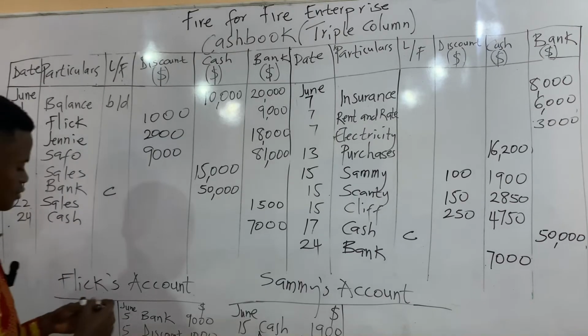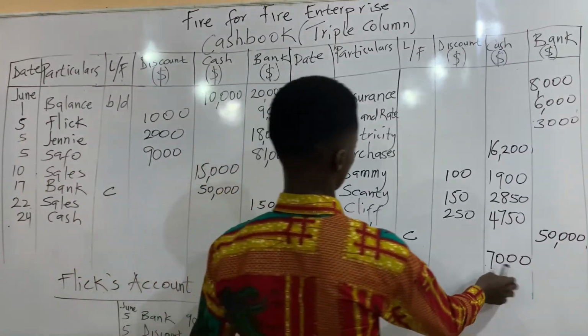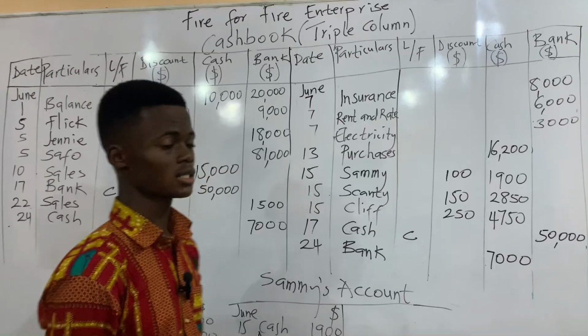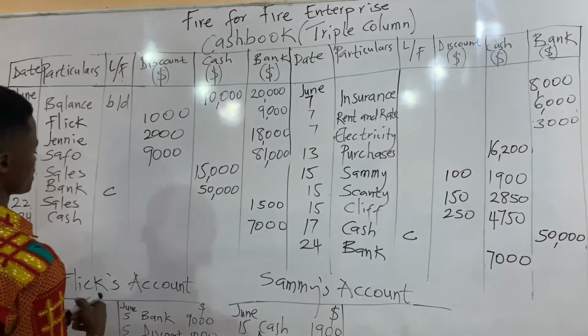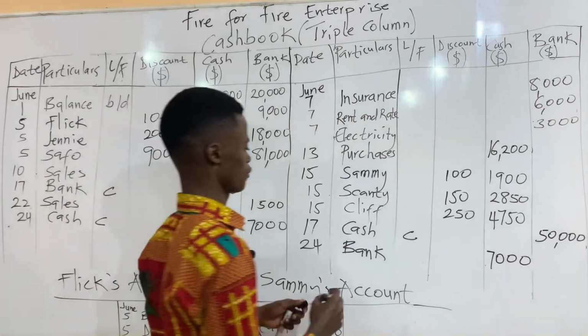And we are saying whenever a transaction involves both the bank column and the cash column, such a transaction is considered as a contra entry. And the contra entry is represented by letter C. So we write C against the transaction on both sides.